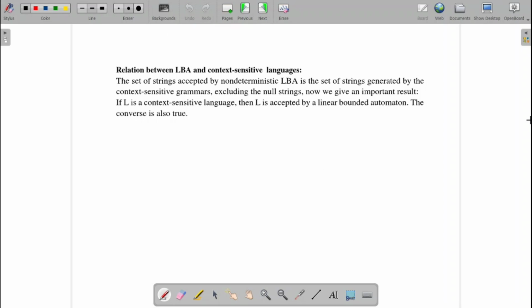Now, the relation between the linear bounded automaton and context sensitive languages. The set of strings accepted by a non-deterministic linear bounded automaton is the set of strings generated by context sensitive grammars, excluding the null string. Now we give the important result: if L is a context sensitive language, then L is accepted by a linear bounded automaton, and the converse is also true. That is, if it is accepted by a linear bounded automaton, then it is a context sensitive language.